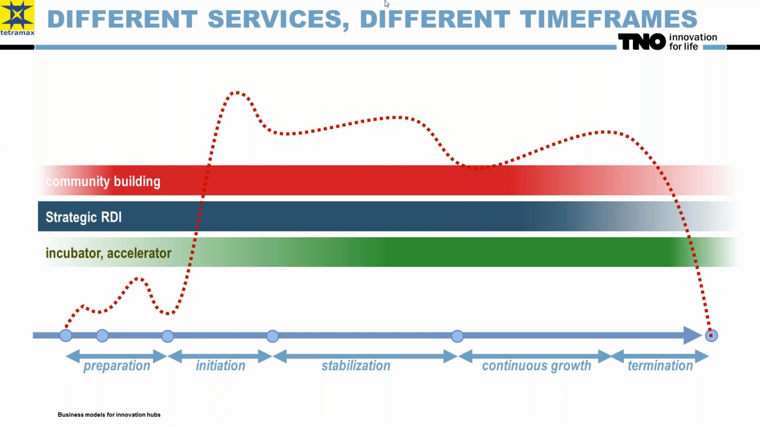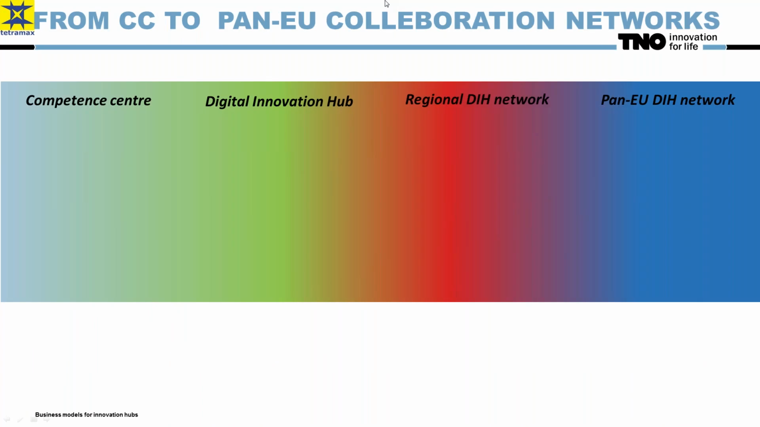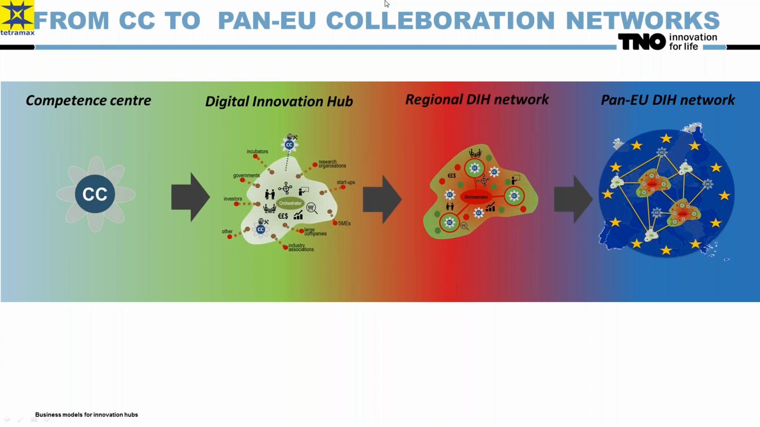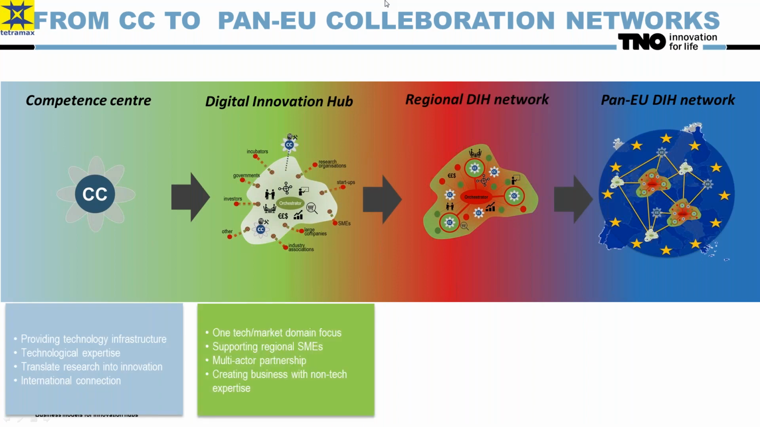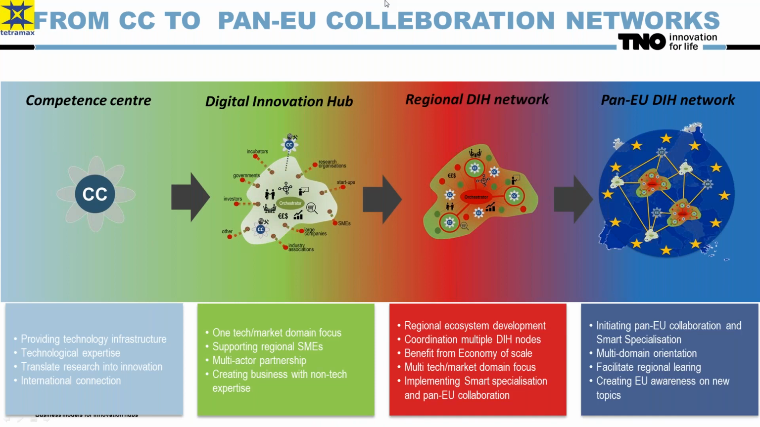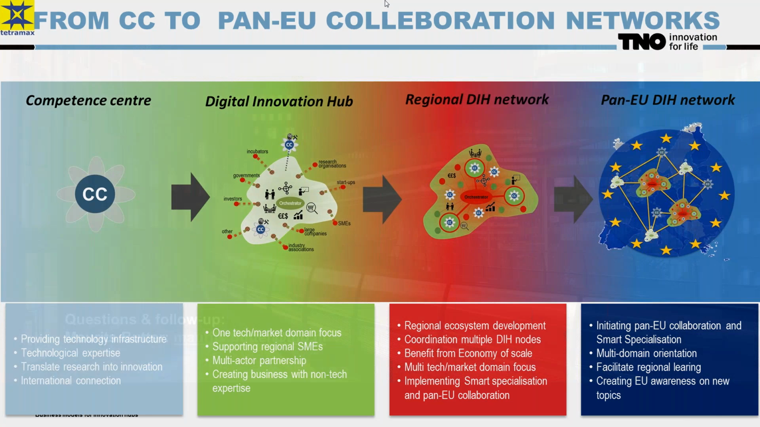So this is one. The second thought I want to bring you is that what we now see is a kind of competence center, Digital Innovation Hub, regional network, and pan-European network evolution. If you click, it looks like a kind of evolution from a competence center to a Digital Innovation Hub, to a regional network and a pan-European network, but that's not really the case. Those exist in parallel.